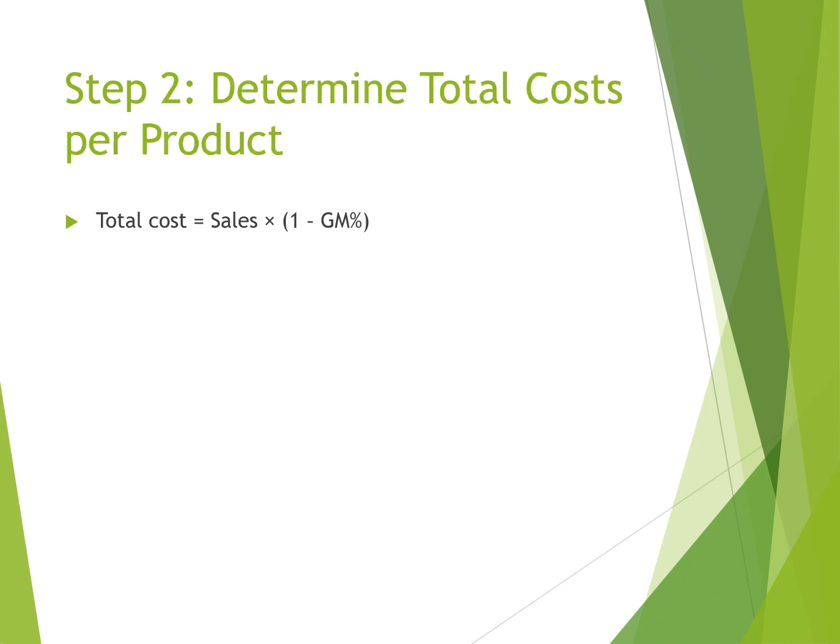For each product, we calculate the total cost it should have to achieve the same gross margin percentage. The formula is simple. Total cost equals sales times 1 minus the gross margin percentage. This ensures both products end up with equal profitability, no matter how different their selling prices are.